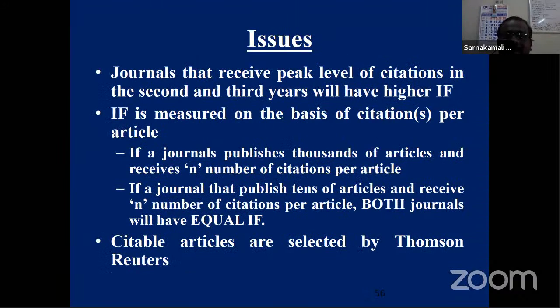So what are the issues with impact factor? A journal that receives a peak level of citations in the 2 preceding years will always have a higher impact factor. For example, one journal can publish 1,000 papers that have one citation per paper. So 1,000 divided by 1,000, the impact factor is 1. Sometimes a journal can publish 10 papers that are cited 1 time each. So 10 by 10, it will have 1. So this kind of anomaly exists while considering the impact factor.